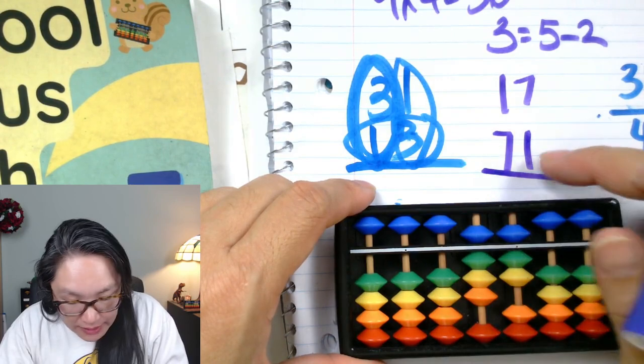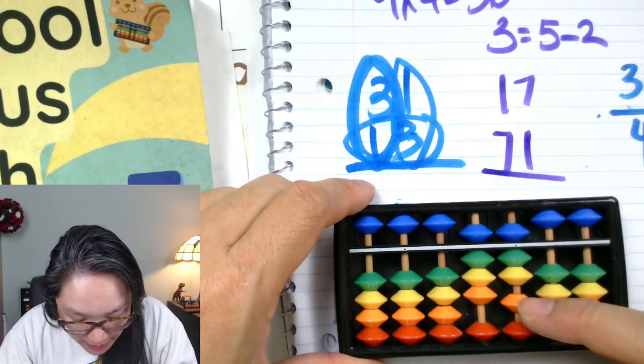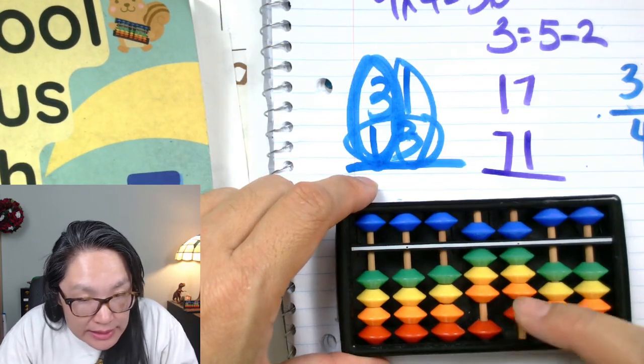And then I need to add the 1. When I add the 1, I just need to add the 1 bead. So my final answer is 88.